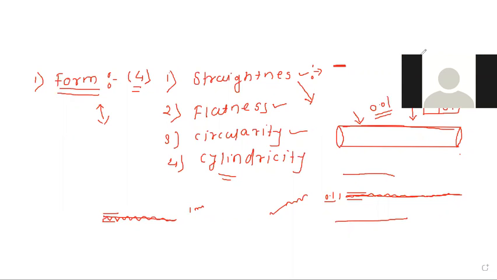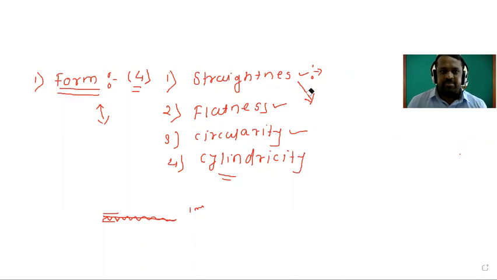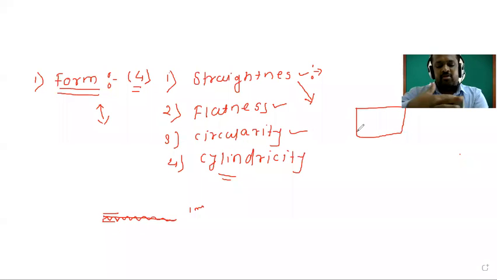Okay, then the next is flatness. What is meant by flatness? Again, it shows how flat that component is. How flat that component is, means what? Suppose, for example, we have one box. Suppose this is one component. Say this is the mobile. We have to see the surface of that mobile, it should be flat.